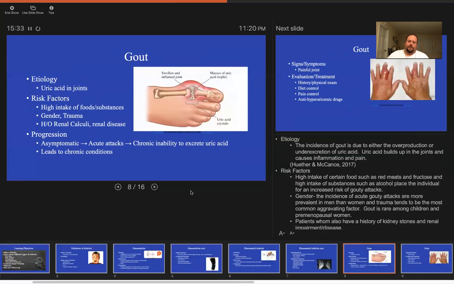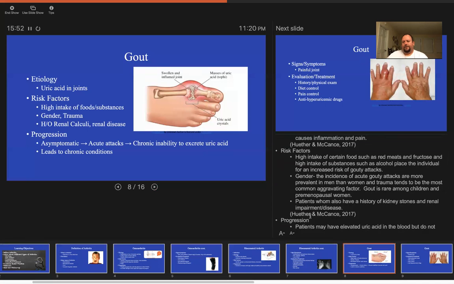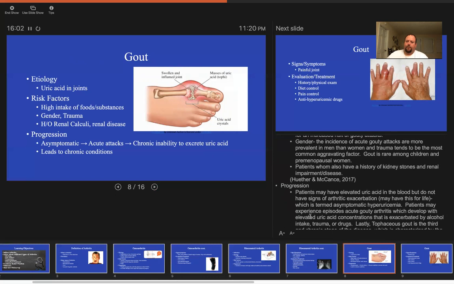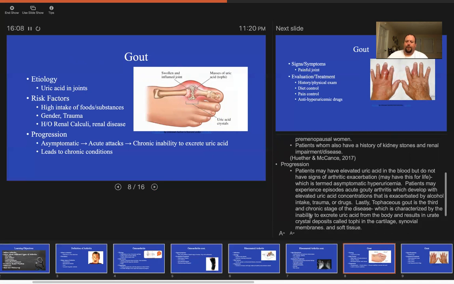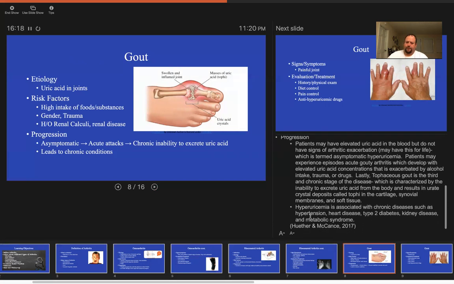All right, next one, gout. So it's uric acid buildup or under-excretion of uric acid. This can build up in the joints, causing pain and inflammation. So risk factors would be high intake of certain foods such as red meats, fructose, and alcohol. Gender, it's more prevalent in men, and it's rare among children and premenopausal women. Patients who have kidney disease, kidney stones, or renal impairment are also at increased risk.